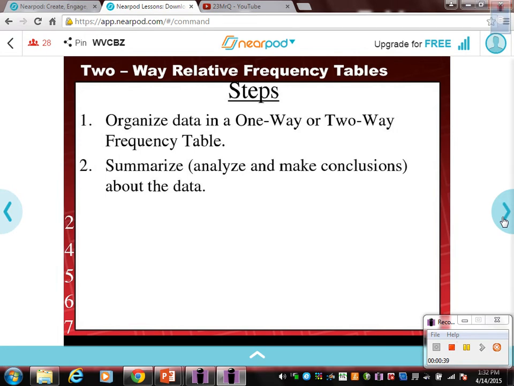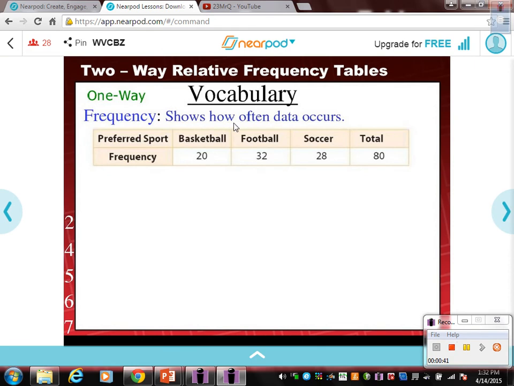Okay. Write this down though: frequency. Even though yesterday I had you circle that part of the definition in the Frayer model and you pointed to frequency, let's write it again. Frequency shows how often data occurs. And copy this table. This shows the frequency of a preferred sport: basketball, 20; football, 32; soccer, 28; and a grand total of 80 frequencies. Okay? So this is a one-way frequency table. Copy that, please. Copy the term frequency, shows how often data occurs, and the table.